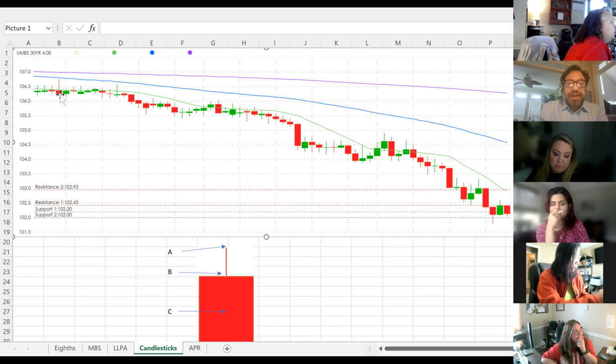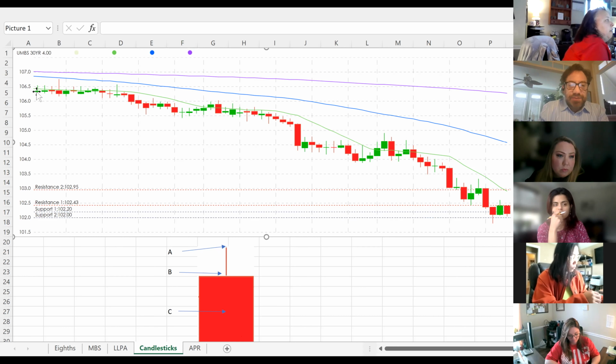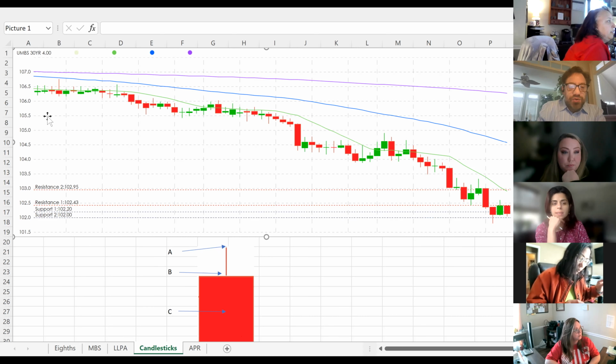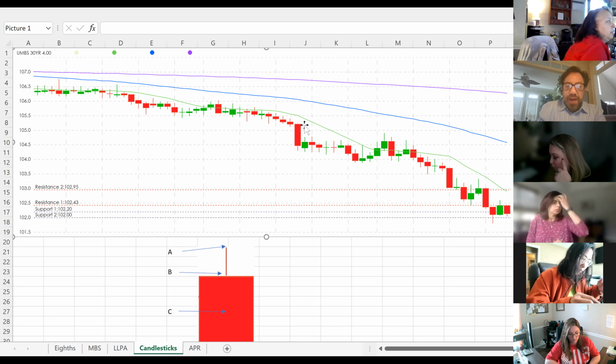So we see that back then in January, the 4% coupon paid a 6.5 point rebate. Can you see the little dashed lines? Each one of these means we lost 50 basis points. So we're kind of cruising for a couple of weeks here, and then all of a sudden you see it gap down.